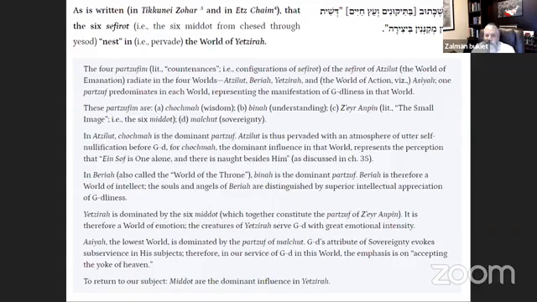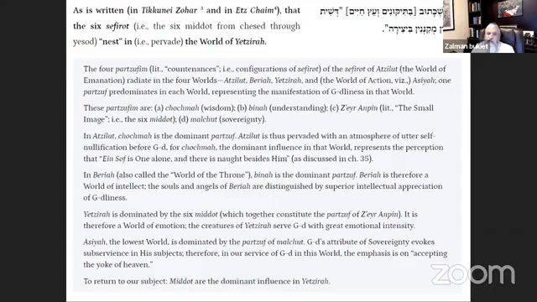Bria is also called the world of the throne. What does that mean? The throne is Bina, the dominant partzuf. The face of the world of Bria is Bina. That's where creation started. Where does creation start? In the world of understanding. Bria is therefore a world of intellect.